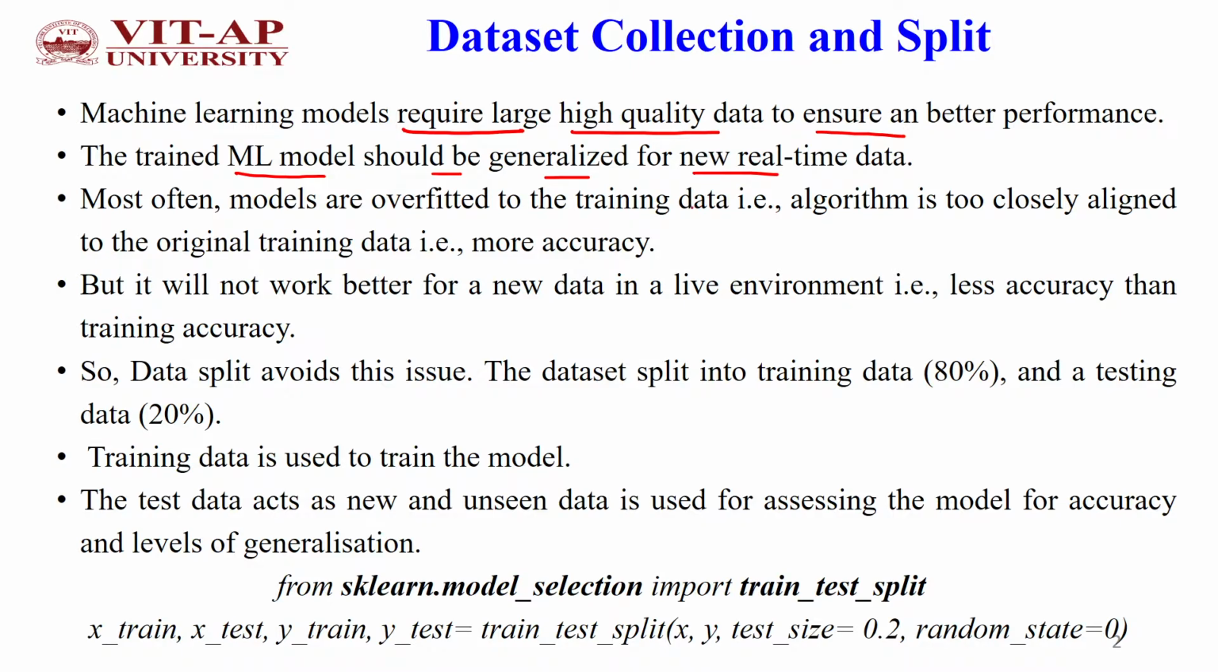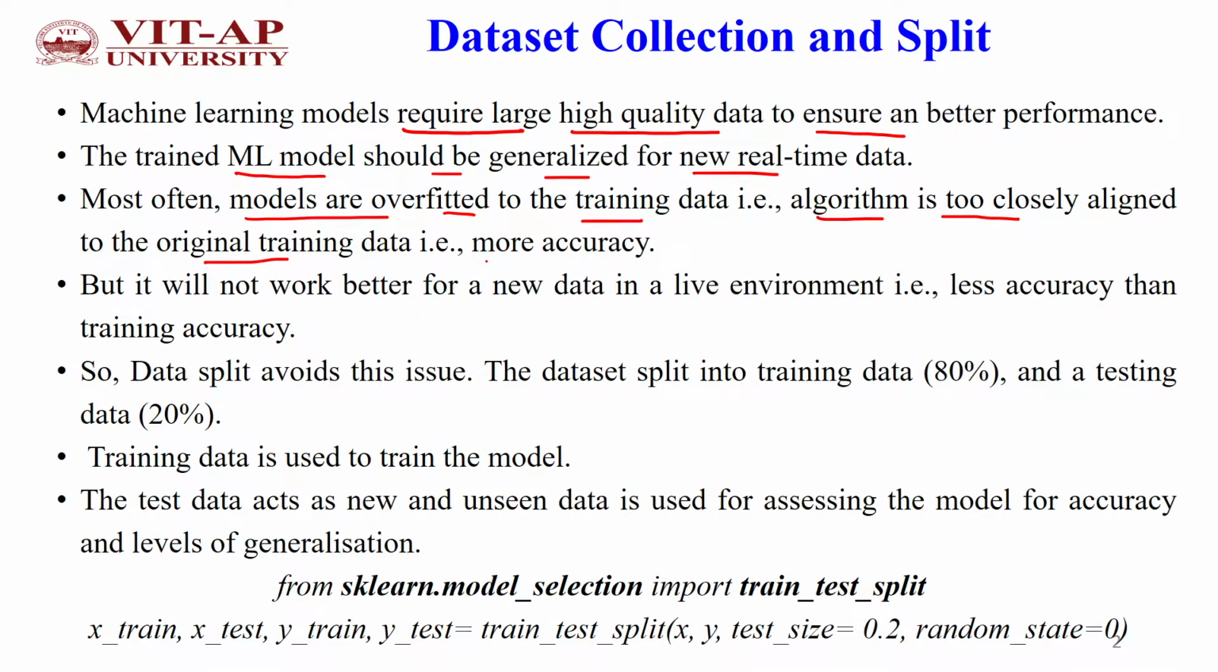That is, once our model is trained using a large set of training data, that model should be able to recognize the new unseen data which is going to be passed into the trained model. Frequently, models are overfitted to the training data. Overfitting means the algorithm is too closely aligned to the original training samples.